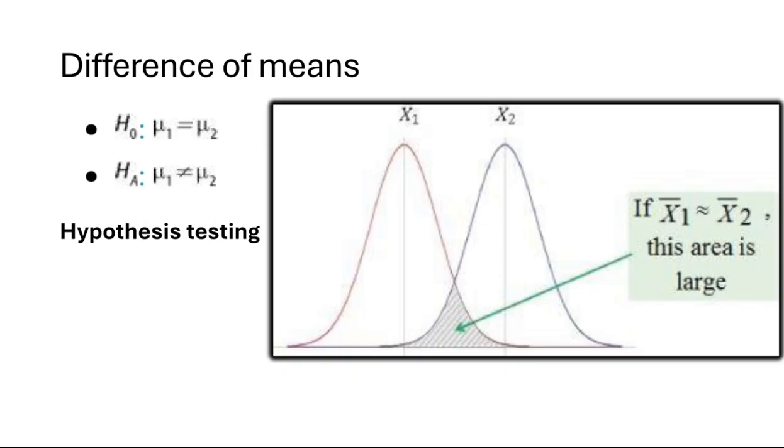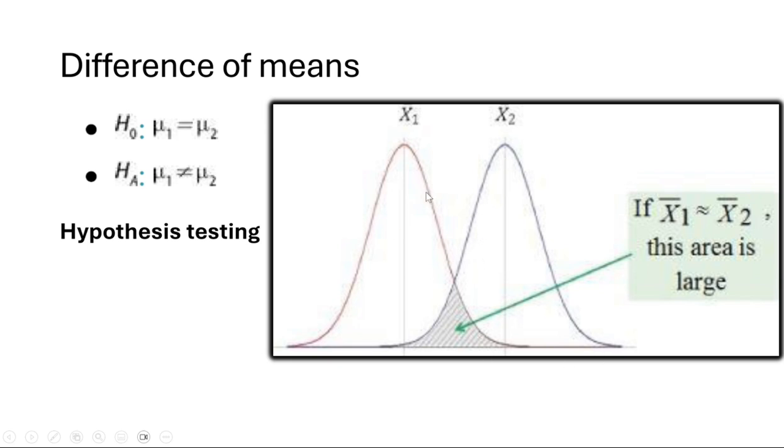So this is the difference of means we have talked about. H0 and HA are assumed here, and mu1 and mu2 represent the mean values of two different populations. So the hypothesis testing can be graphically represented here. X1 is one data sample and X2 is another data sample. So this is a distribution of X1 and this is a distribution of X2.